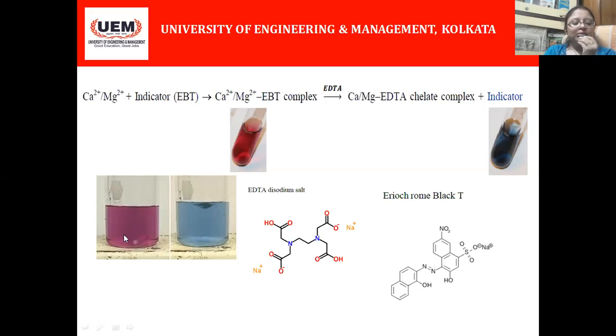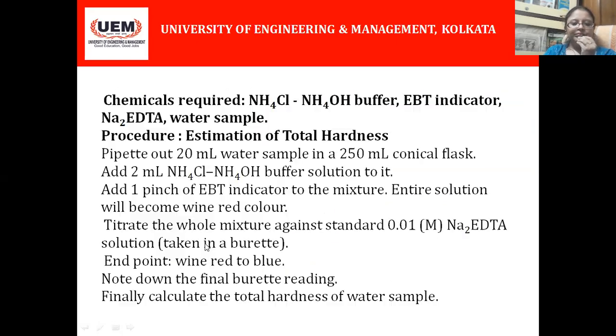After the addition of EBT to the sample water, and after the titration with EDTA, you will get the blue colored solution. So what are the chemicals required? Chemicals required here are ammonium chloride, ammonium hydroxide buffer, EBT indicator, disodium EDTA salt, and water sample.